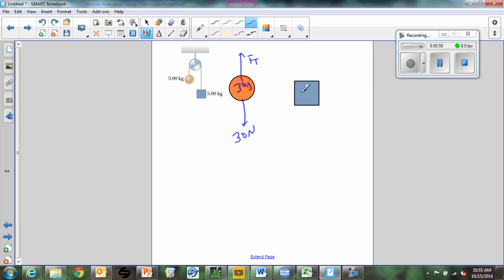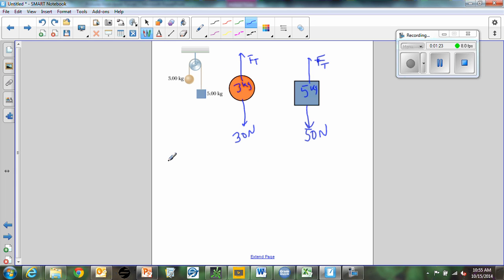This is the 5 kilogram mass, and it has Ft up, and mg down. Mg means mass times in kilograms times 10 meters per second squared. 5 kilograms times 10 meters per second squared is 50 newtons. These two tensions are similar. I mean, they're the same in ideal situations where we have a frictionless pulley and a light string, so we're going to consider them the same.